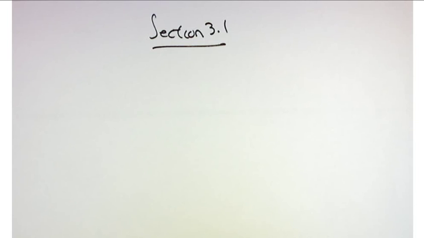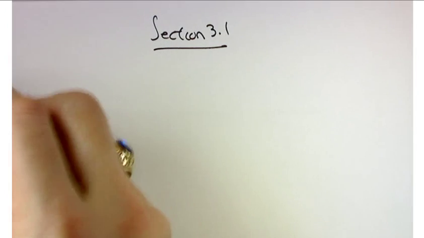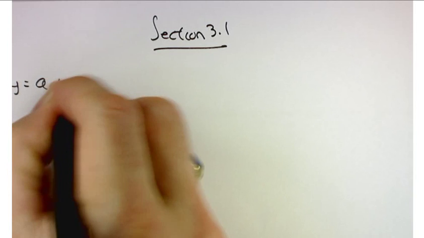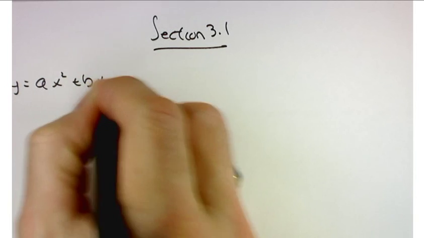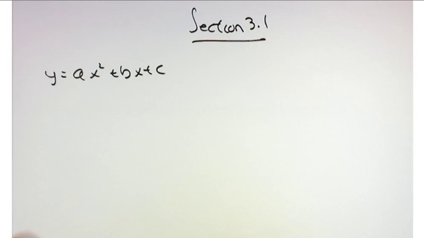Chapter 3 is going to go over polynomials, but we're going to start with a friendly and familiar polynomial, that is the parabola y equals ax squared plus bx plus c. So these have a nice almost U shape to them when you graph them, and there's going to be a lot of things that we're going to ask you to find when we graph these.